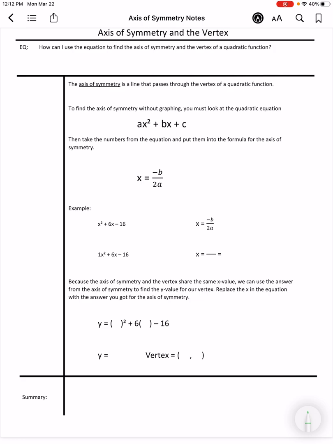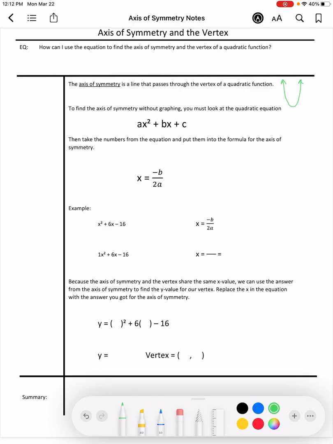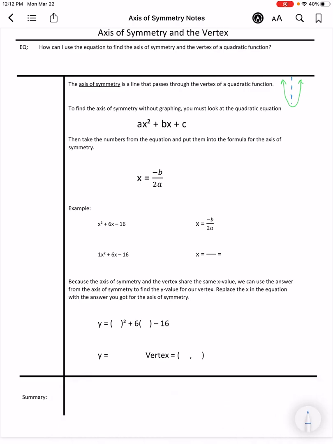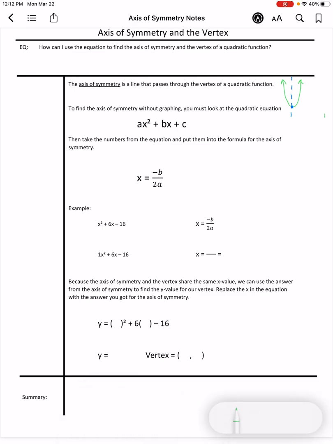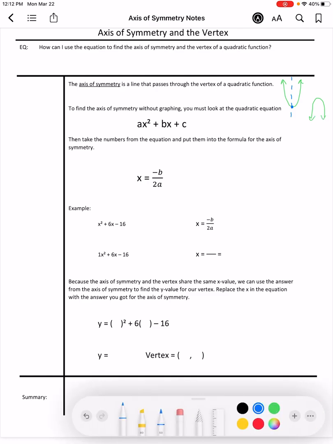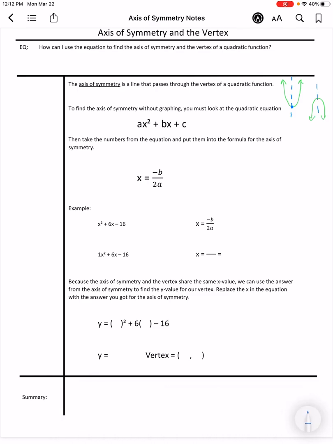So if I were to draw a quadratic, the axis of symmetry would be an invisible dotted line that would split that graph exactly in half and go through the vertex. And it doesn't matter if our graph is right side up or if that quadratic happened to graph upside down, it still has an axis of symmetry that's a vertical line that goes through its vertex.